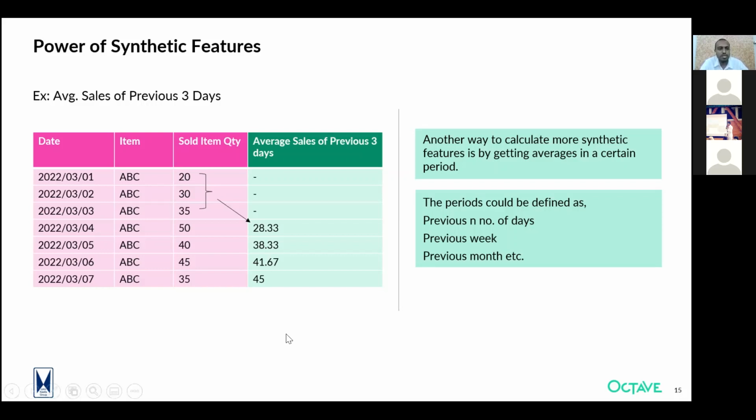So you would require some business domain knowledge as well. Based on the situation, it could even be the previous 7 days of sales, or the past 2 weeks of sales, or you could consider a larger period, like the past 3 months of sales, right? So it will depend on the context as well.